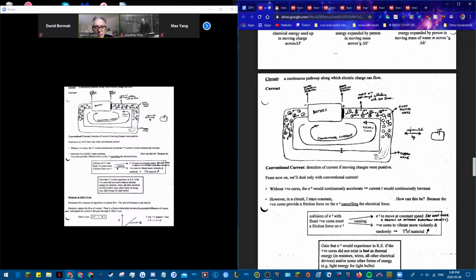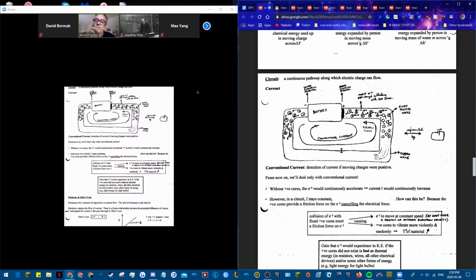So we talked about this. Collision with the electrons will cause the electrons to move at constant speeds. On average, the electrons move at constant speed, right? They pick up speed, they recoil, they pick up speed, they recoil, but they move more or less at a constant speed.